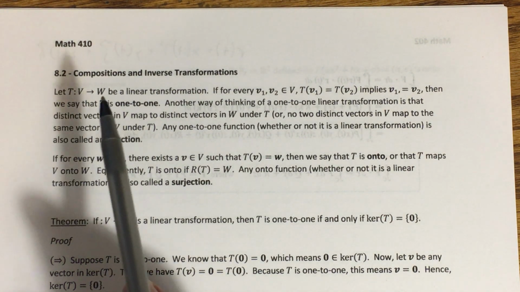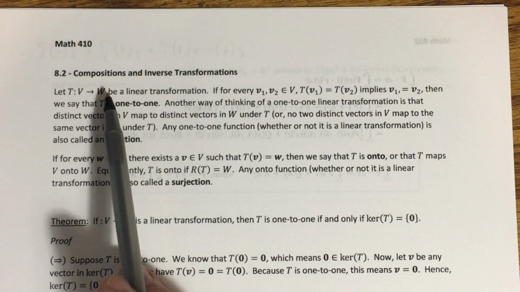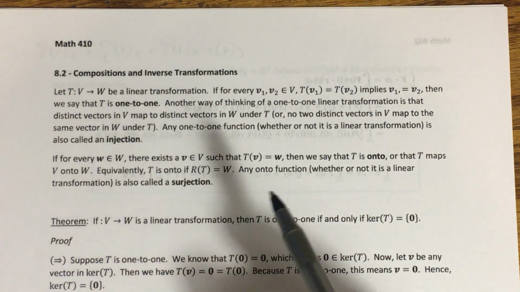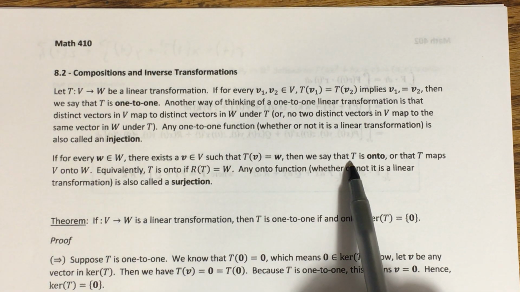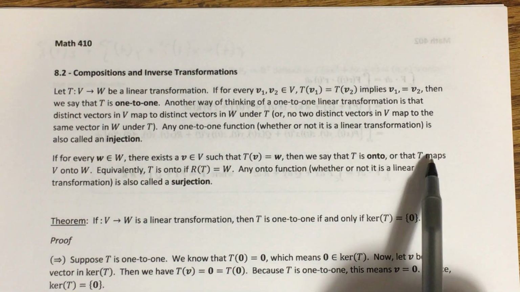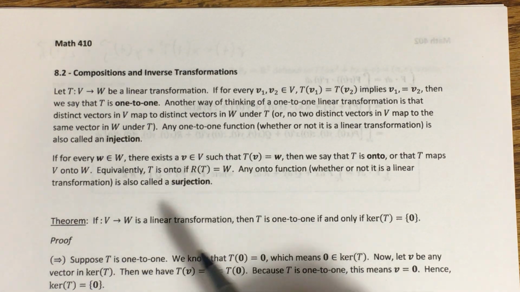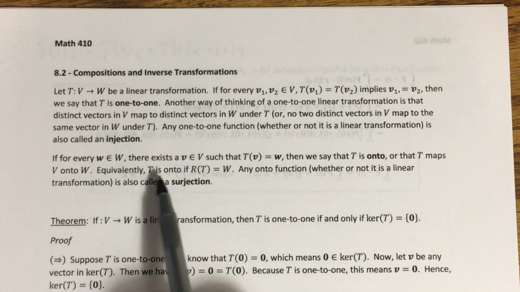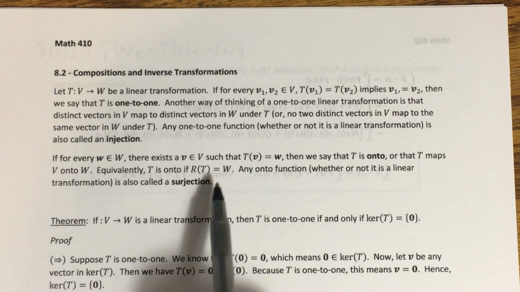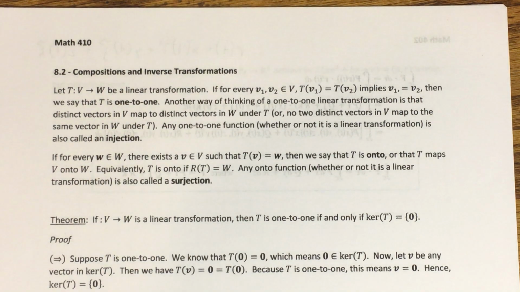But if it turns out that W is the range of T, meaning every vector in W shows up as the image of some vector in V, then we say that T is onto, or that T maps V onto W. Every vector in W is used in this way. Equivalently, we can say that T is onto if W is the range of T.